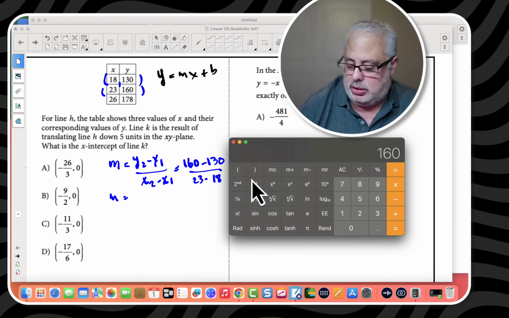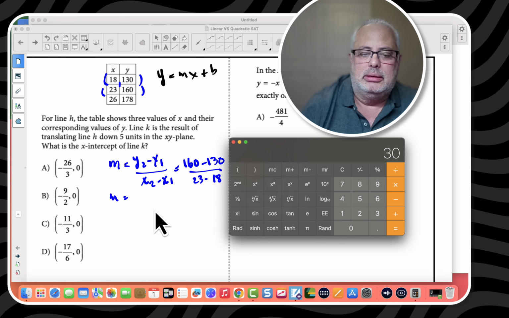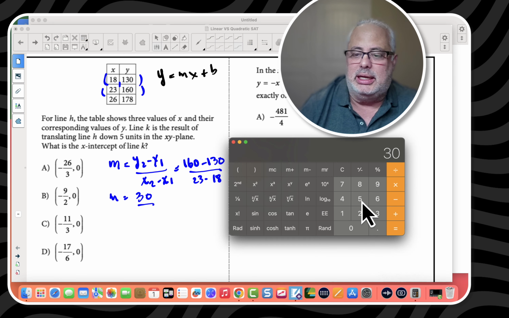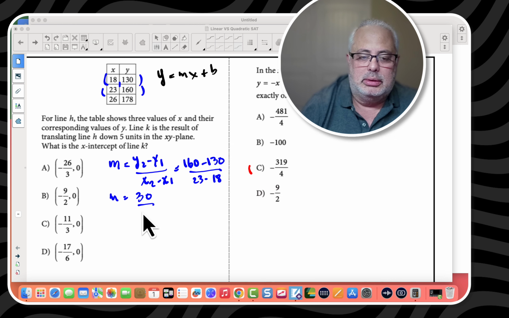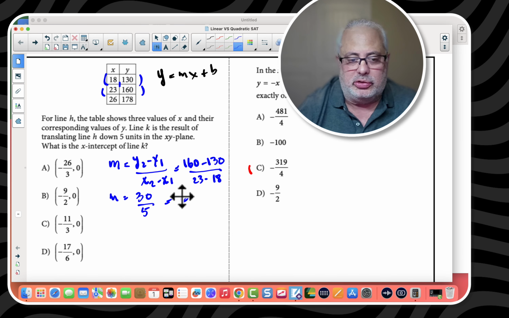I don't want to block you because you should be doing the question as me. So it's going to be 160 minus 130. So the answer is 30. And 23 minus 18. 23 minus 18 is 5. And 30 divided by 5 is 6. So we found the slope of this line.